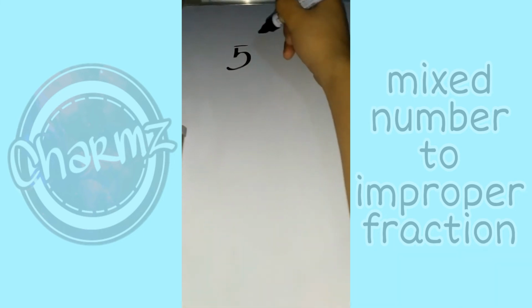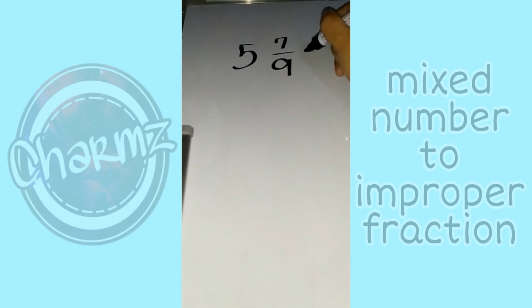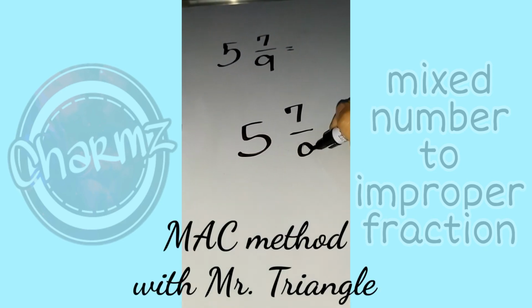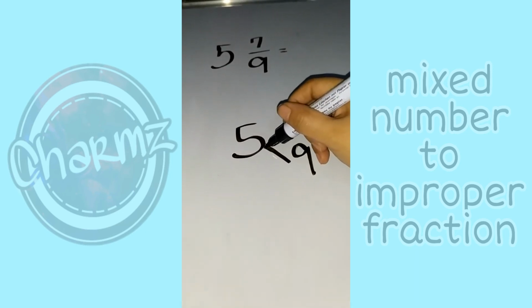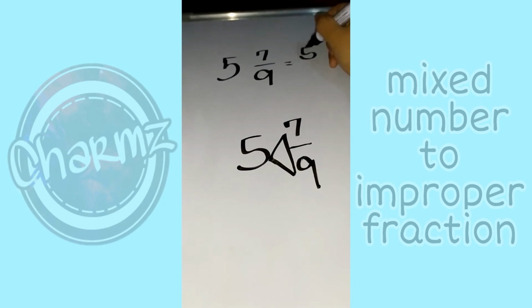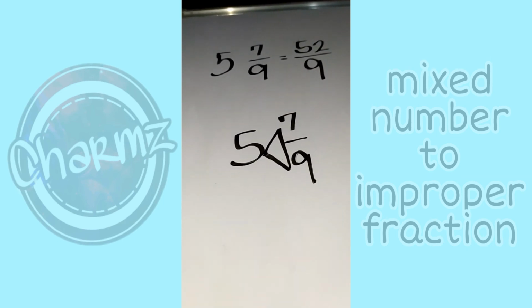Next is 5 7/9. So again, MATH method with Mr. Triangle. So 5 7/9: 9 times 5 is 45 plus 7, 52 over 9. So 5 7/9 is 52/9.